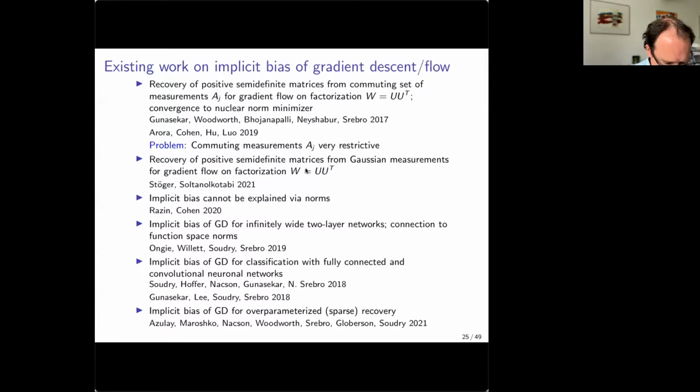Other people have done some work, but in my view, there are still some drawbacks of these works. For instance, some assume that the measurement matrices or the measurements are actually commuting, which is a very restricted assumption.